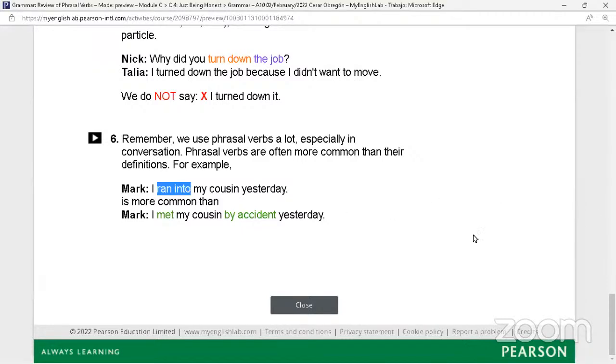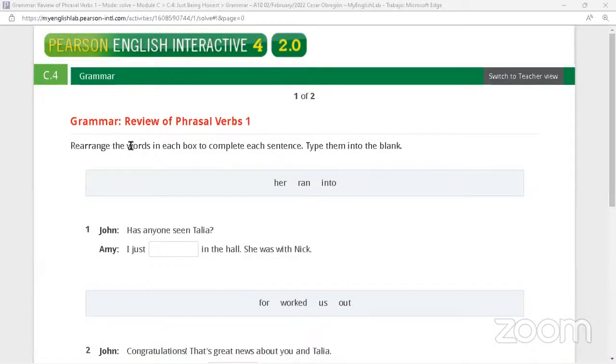That's what it is. Let's do one last exercise. Give me just a second. So let's rearrange the words in each box to complete each sentence. Type them into the blank.